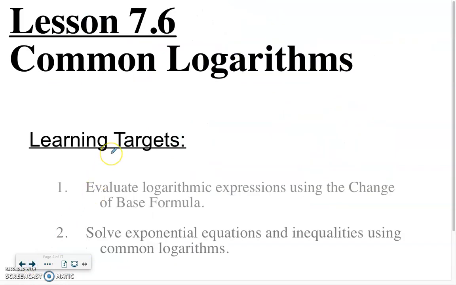Looking at our objectives for today, we're going to talk about common logarithms. We're going to evaluate logarithmic expressions using the change of base formula. That is video 1. And then video 2 will be solving exponential equations and inequalities using common logarithms.